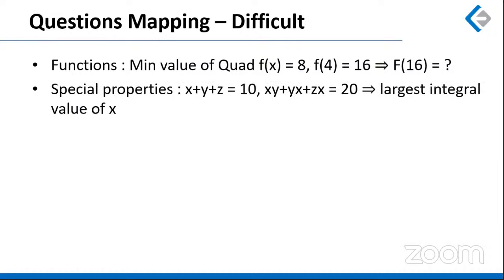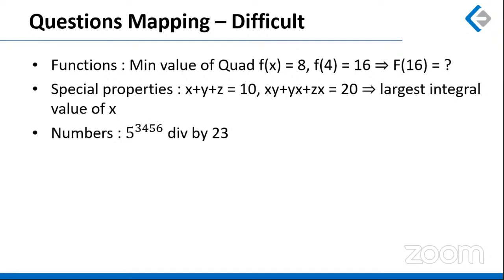Question based on special properties. This is where you have to assume y and z being equal. Why do we assume y and z to be equal? Because we are trying to maximize x. So y and z need to be minimized, and we need to suppose equal values for them. Okay. So putting y equal to z and substituting those values in the equation, we'll be able to derive a value of x, which was ultimately running into a quadratic equation.